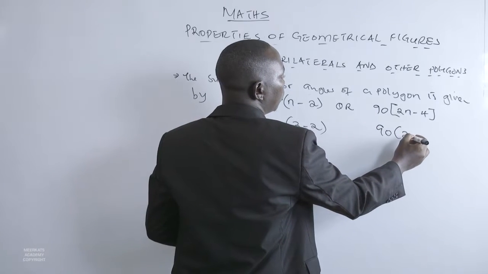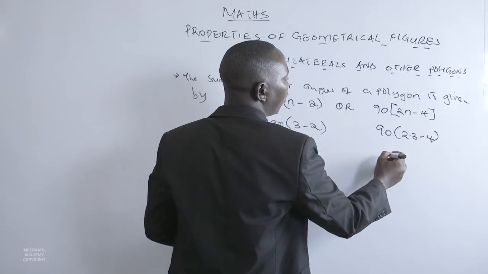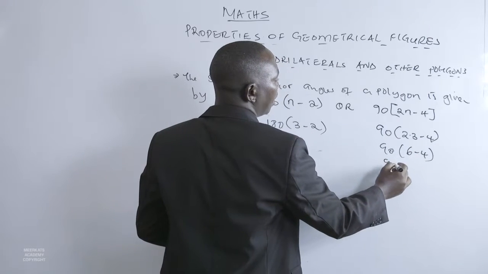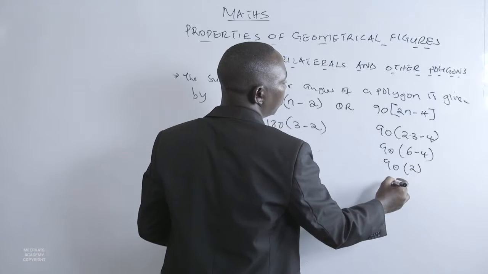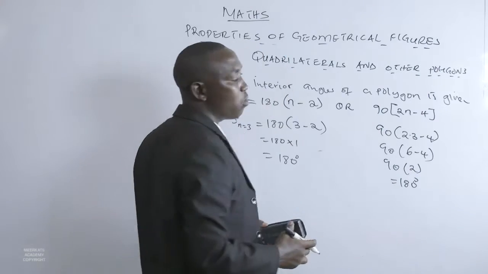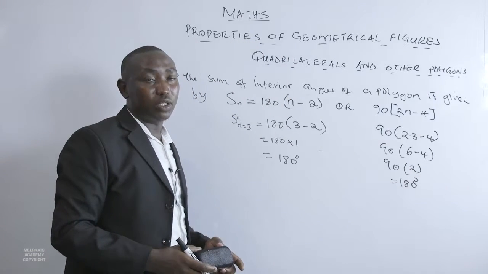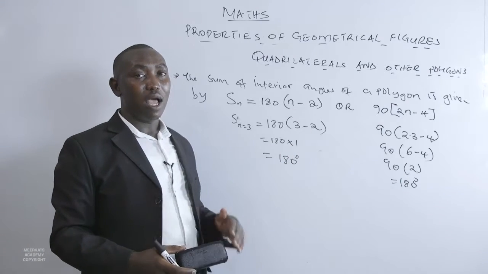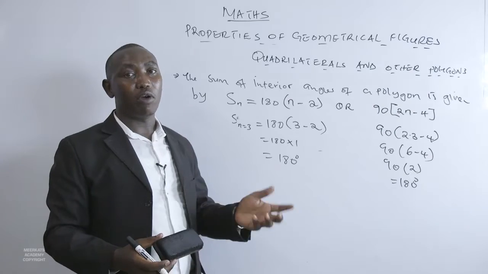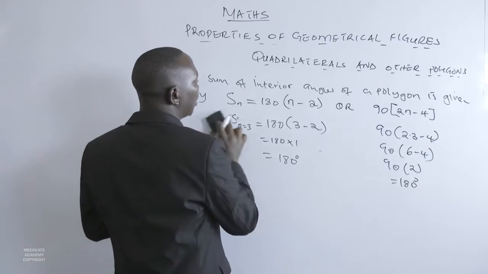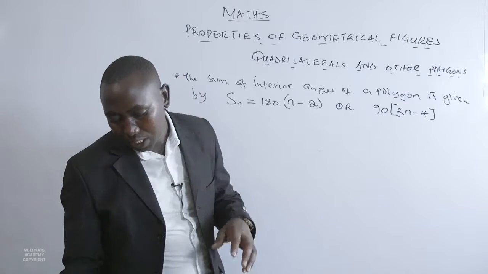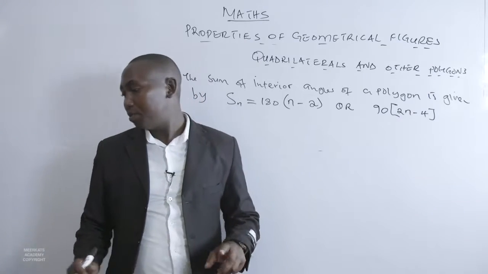90 into 2 multiplied by 3 subtract 4. This will be 90 into 6 subtract 4. This will be 90 into 2, which will still give us 180 degrees. So you discover that these two formulas are speaking truth about the sum of interior angles of a polygon. So we're going to make good use of them as we shall be looking at the different types of polygons.